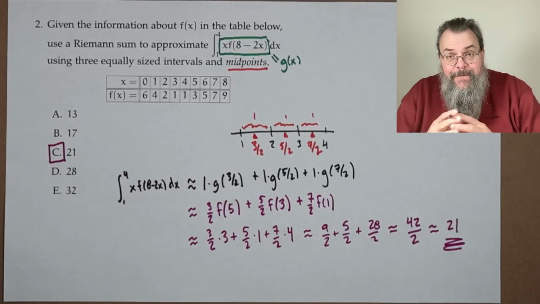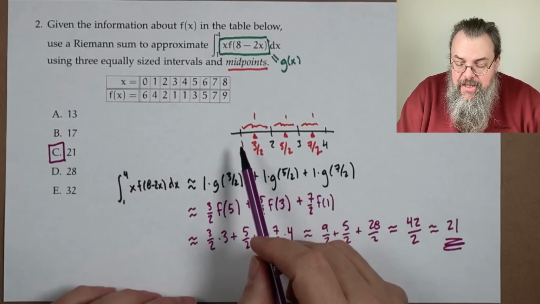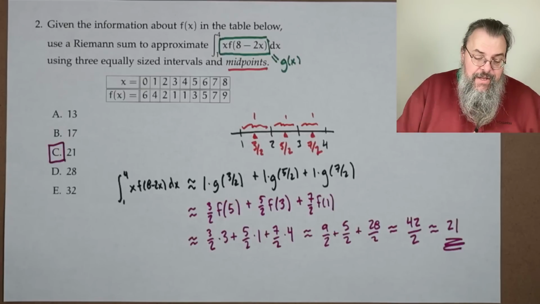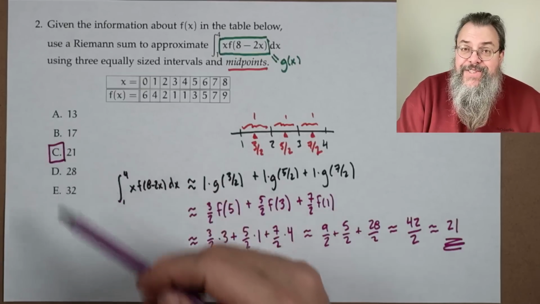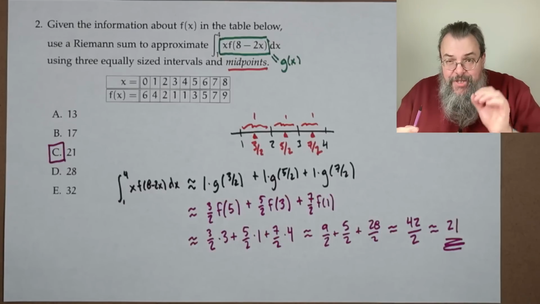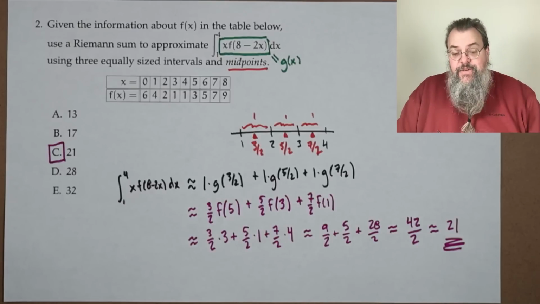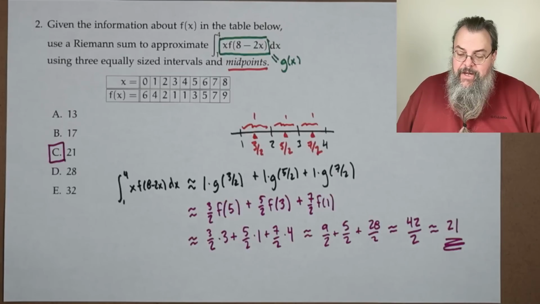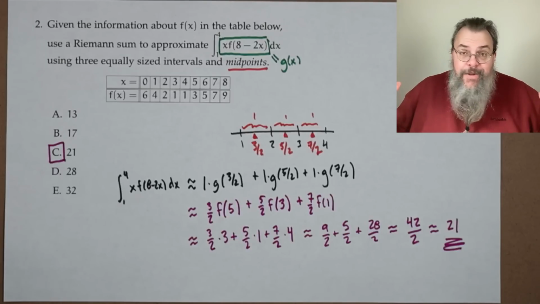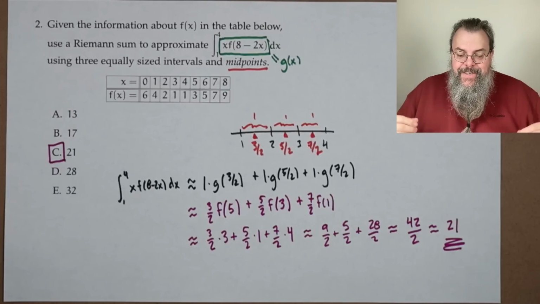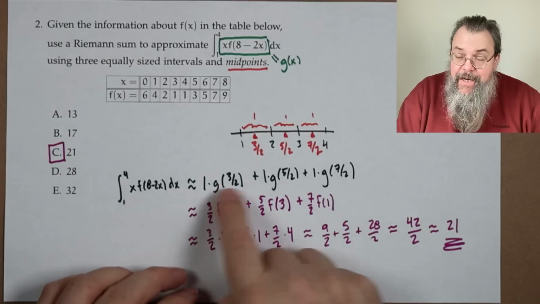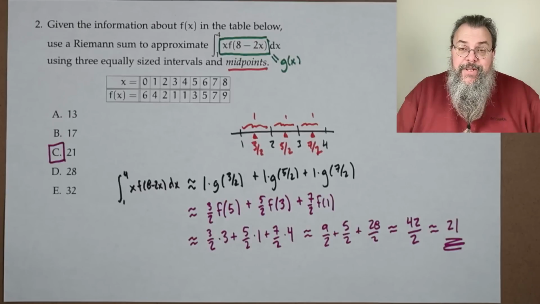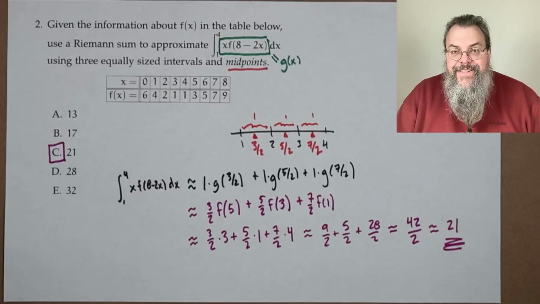Now, be careful. If we had chosen, say, the left or the right, we wouldn't have gotten 21. We would have gotten something else. And I'm willing to bet it's one of these answers. So make sure you're doing exactly as described, because they will give you tempting alternatives. All right, there we go. We summed it all up. And just remember, with Riemann sums, you're adding up a bunch of rectangles. So think of the widths, think of your heights, add them all together. Life is good.